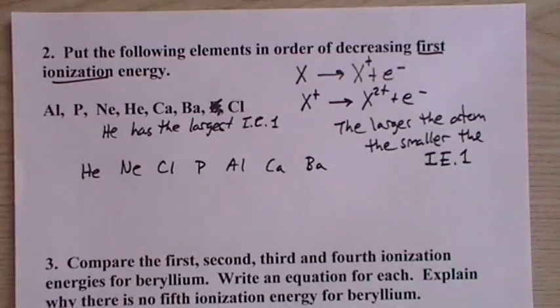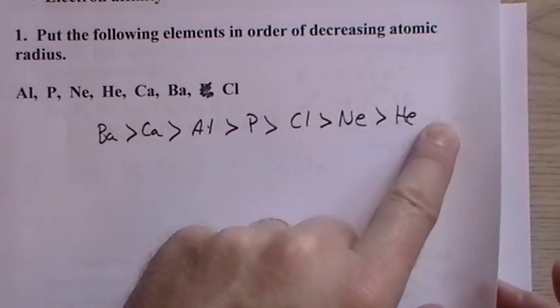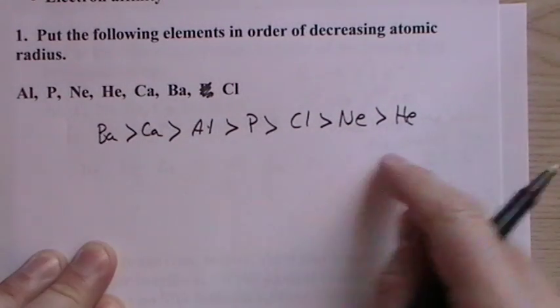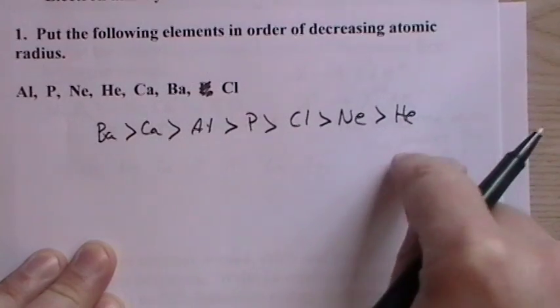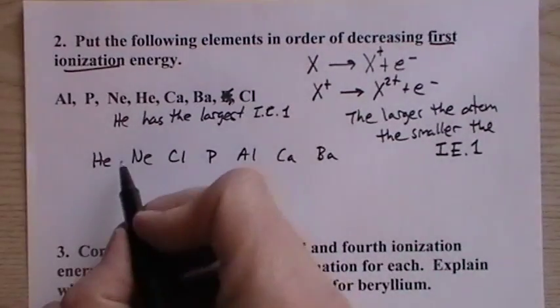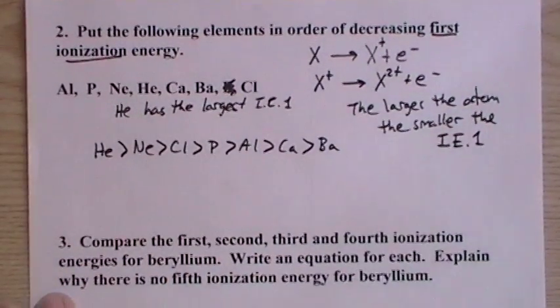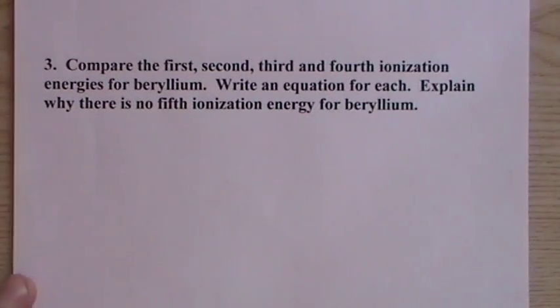And say, well, how do you know that? Because it's going to be the exact opposite of this. This is going in decreasing atomic radius, so the first ionization energy should work backwards. Since helium is the smallest, it should have the largest first ionization energy. So that's why I picked the same elements, just to show that they're the reverse of one another, as far as the atomic radius and the first ionization energy.